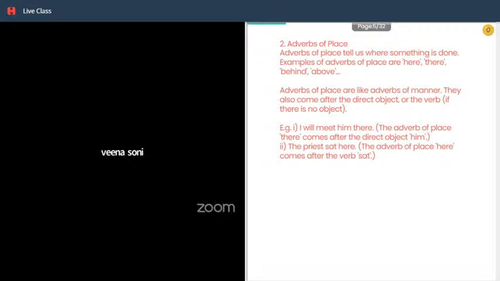When I say the priest sat here, here is coming after the verb sat. Now see this verb, I will meet him there. So the adverb of place there comes after the direct object him. I will meet him. So the object here was him. So just after the object you are getting the adverb. In the second one you will see that just after the verb you get the adverb.